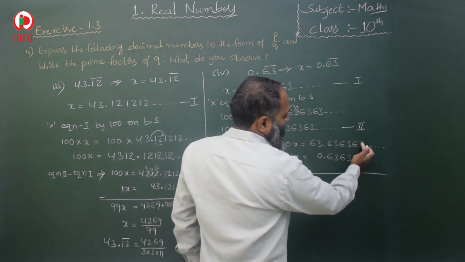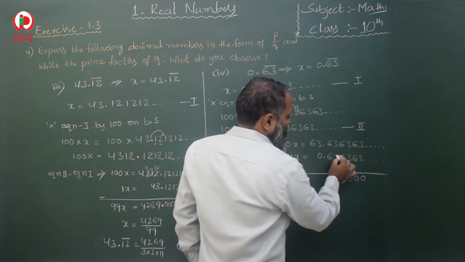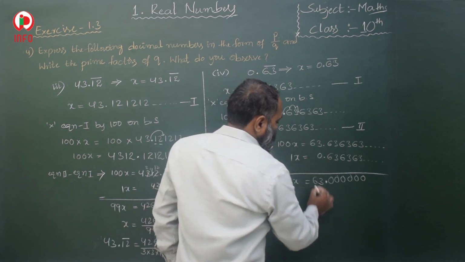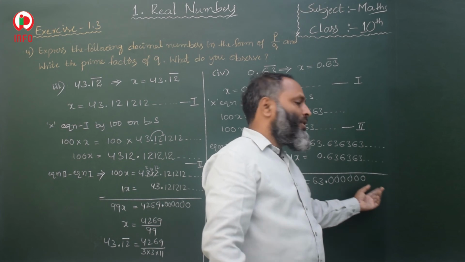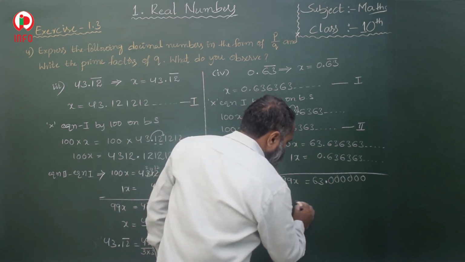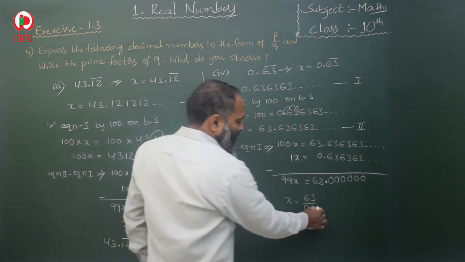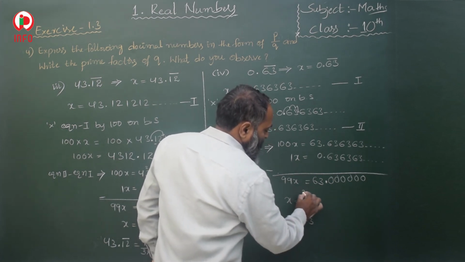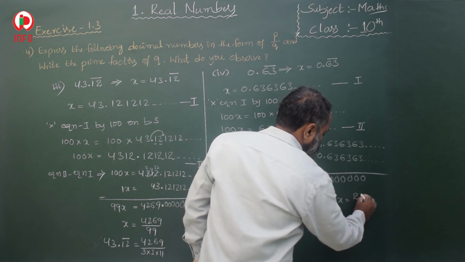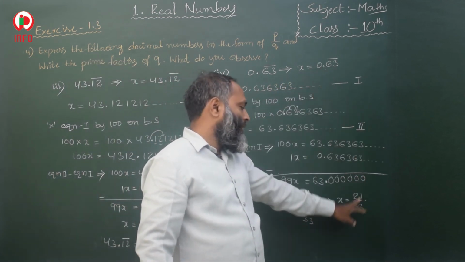99x is equal to, now you subtract: 3 minus 3 is 0, 6 minus 6 is 0, 3 minus 3 is 0, 6 minus 6 is 0, and so on, then the point. 3 minus 0 is 3, 6 as it is, that is 63.00000. No need to take the point, because in the decimal places all are zeros. Then x is equal to 63 by 99. Then cancel with the 3 table: 3 3s are 9, 3 3s are 9, 3 2s are 6, 3 1s are 3. So x is equal to 21 by 33. This is our non-terminating repeating decimal converted into p by q form.